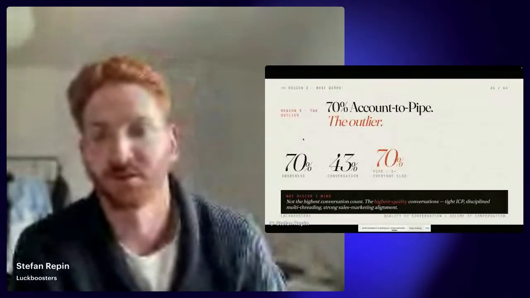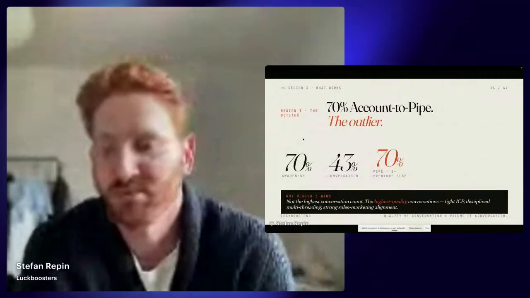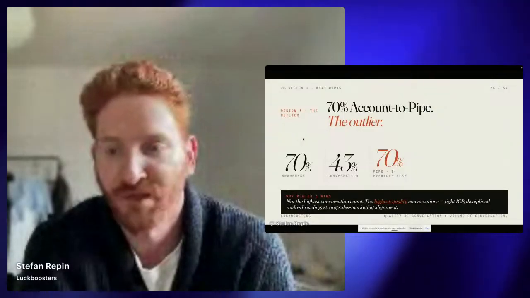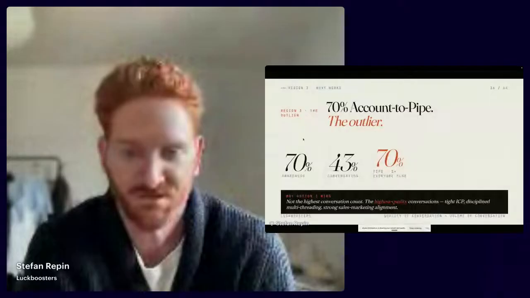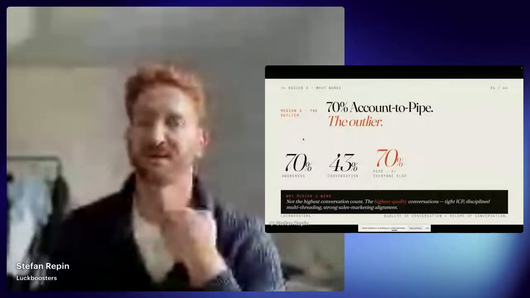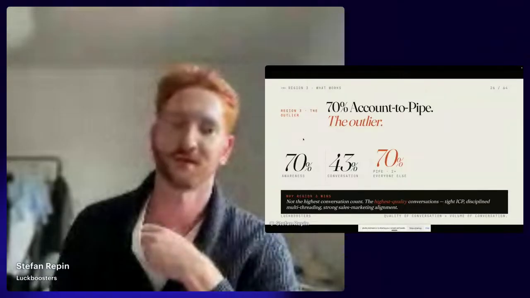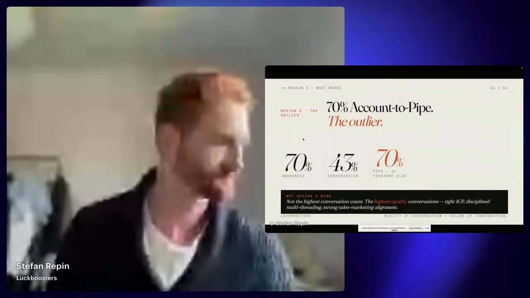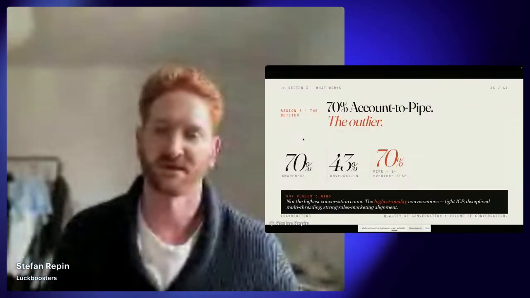So region 3 is the outlier. So the 70 is probably the best case here. NAS does not have a lot of conversations, but a lot of high quality conversations. Because the ICP is very tight, they're multi-threading. If they don't answer on LinkedIn, we try an email. If email doesn't work, we try to engage them with a partner. If partner doesn't, we try to see them at an event, right? So we're using different engagement, different threads.